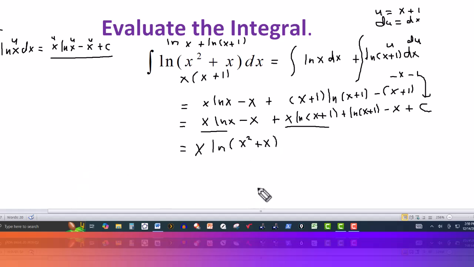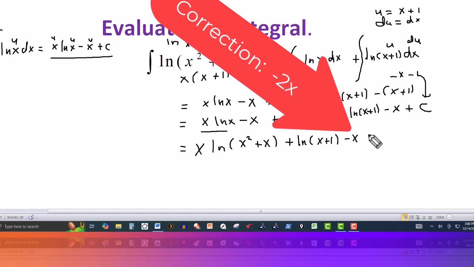And then what's left over here? We have the ln of x plus 1, so this will be plus ln of x plus 1. Then I have the minus x, and then the constant of integration. So the final answer is x times ln of x squared plus x, plus ln of x plus 1, minus x, plus the constant of integration.